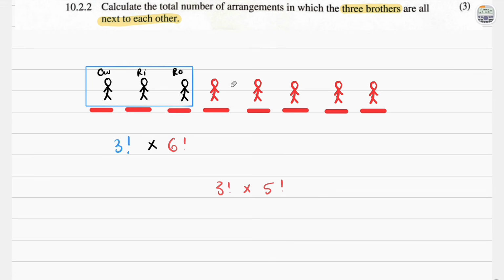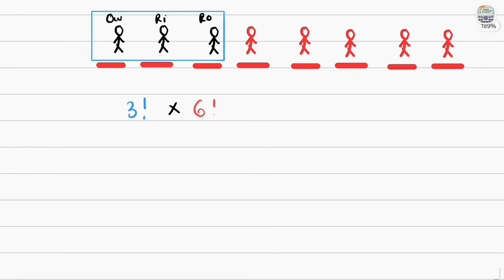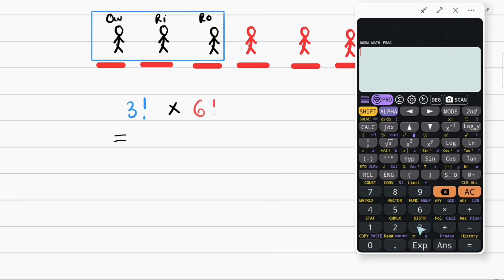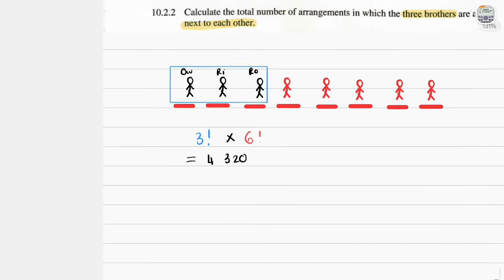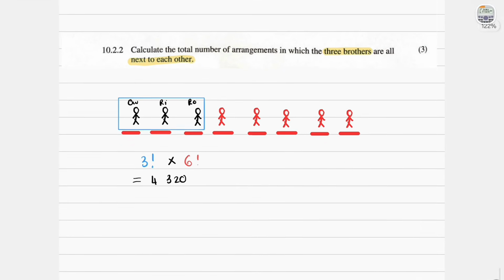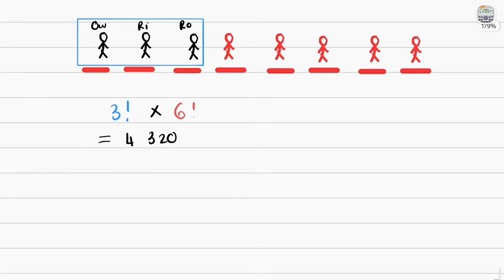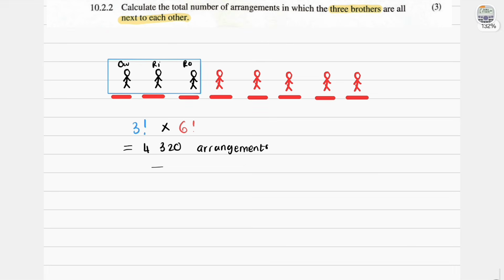And then say that this group can actually move around, so we'd say times 2, allowing them to be in the first or second position. But they didn't say that. The only group created is the brothers. So let's find out what this is. On our calculator, we press 3 factorial multiplied by 6 factorial, which is 4,320. So that would be the total arrangements if they were next to each other, and that is our answer.